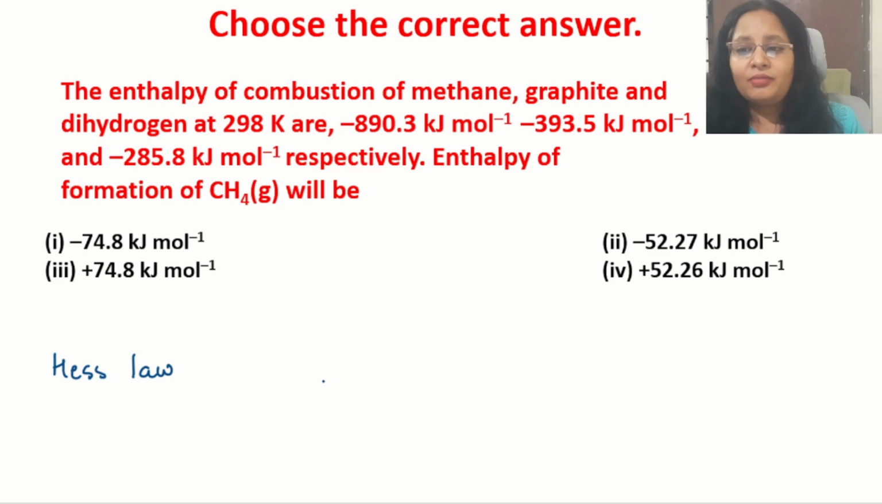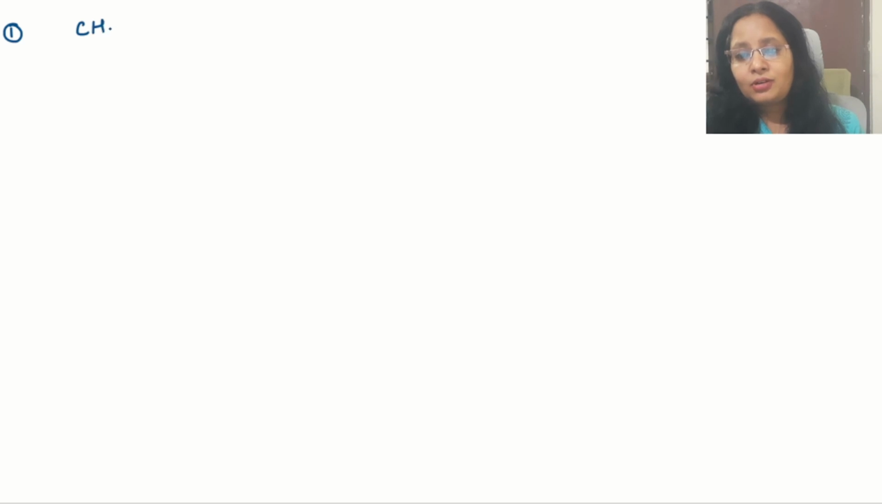So here they are given three reactions as combustion of methane, graphite and dihydrogen. Fine, and we have to find the enthalpy of formation of methane. So we have to write all three equations. Then let's see what happened. So first reaction, what they are telling, combustion of methane means CH4 in gaseous state plus oxygen gaseous state. That is combustion. Combustion means reaction with oxygen simply.